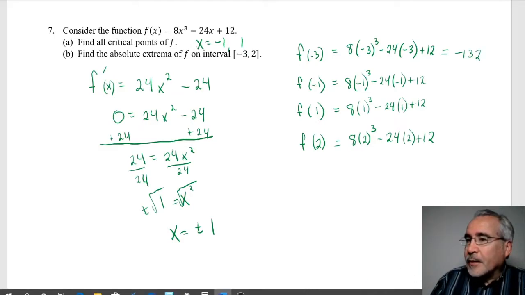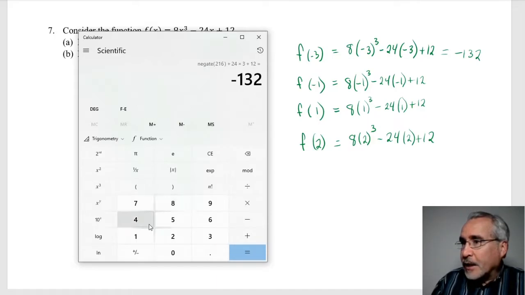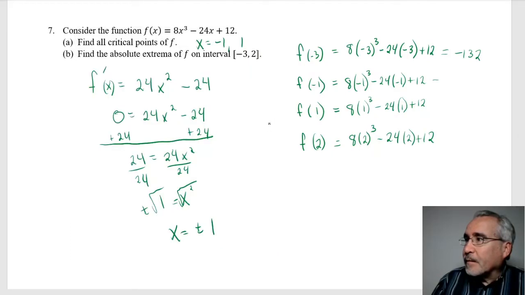Do the same thing with 1. It's going to be a little easier. This will be a -1, so we get -8. That's positive 24. So -8 plus 24 is 16. Positive 16 plus 12, 28. For this one, that's going to be a positive 8, and this will be a negative 24, so that's going to give us negative 16 plus 12 is going to give us a -4.